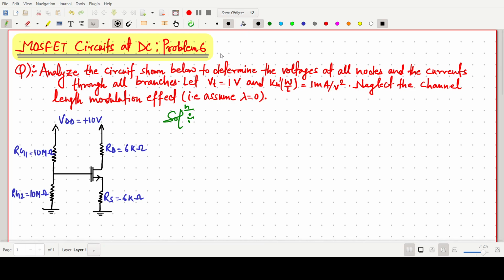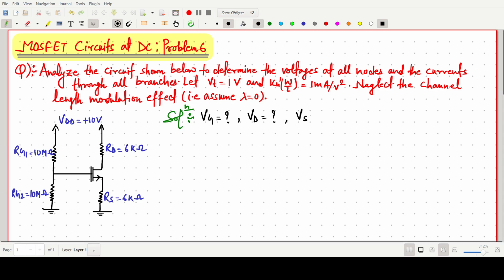So we have to find the voltage across each node. We have to find the voltage across the gate, the voltage across the drain, and the voltage across the source, and the current through all the branches. So first we have to find the ID in this one. So we have to find this ID current.